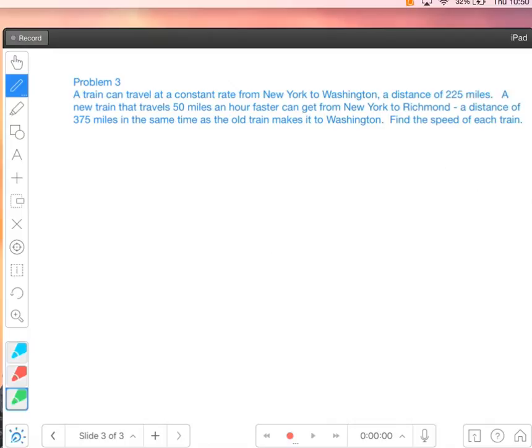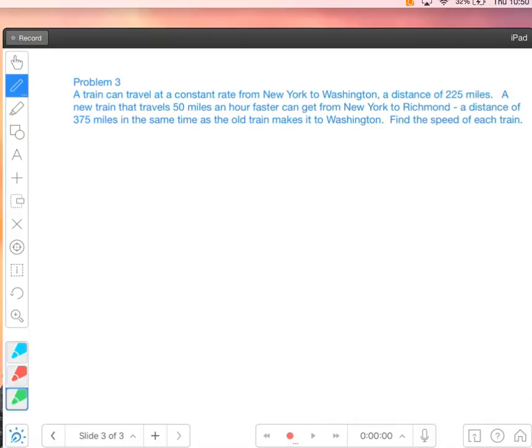In this particular question, we have a train that can travel at a constant rate from New York to Washington, a distance of 225 miles. We then have a new train that travels 50 miles an hour faster and gets from New York to Richmond, which is a distance of 375 miles, in the same time as the old train makes it to Washington. We are asked here to find the speed of each of the trains.